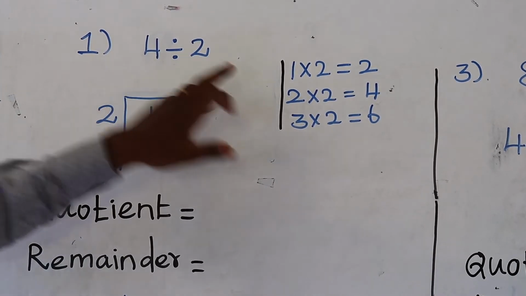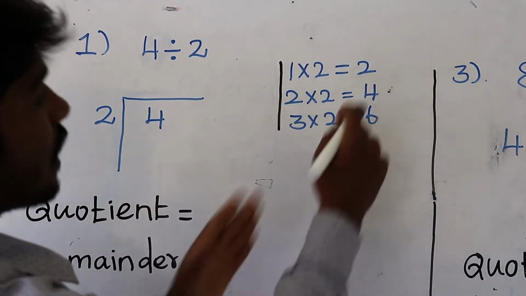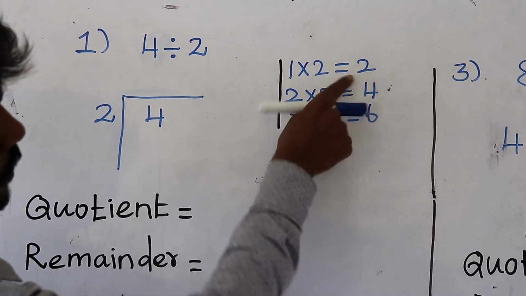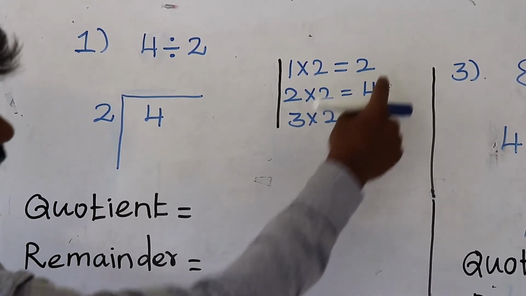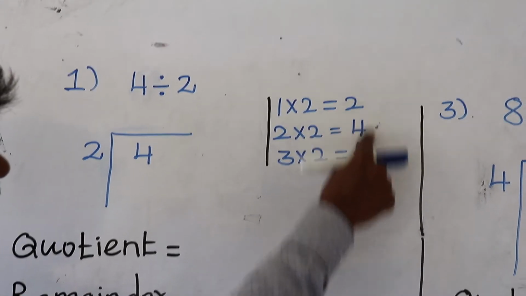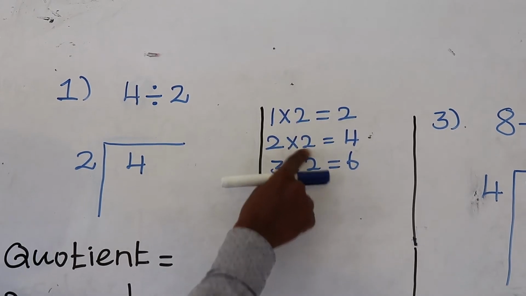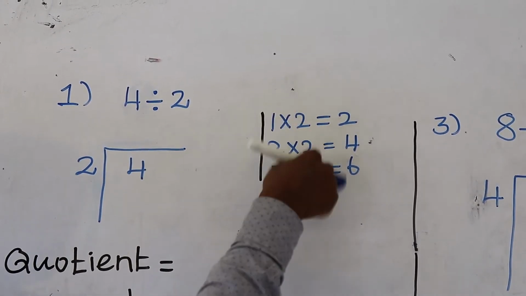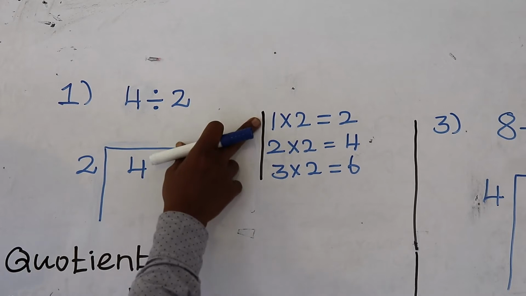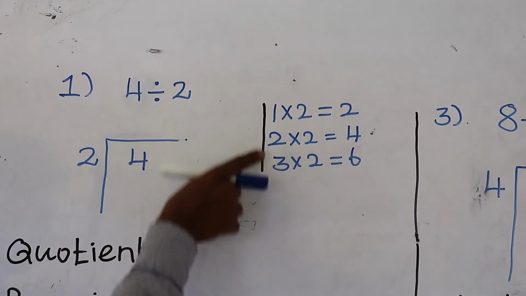Now look at this table. First one, equal, next place value: 2, 4, 6. These are the divided values. The next one is 2, this one 2, this one 2. So these 2's are the divisors. Then next 1, 2, 3. These are the quotient values.